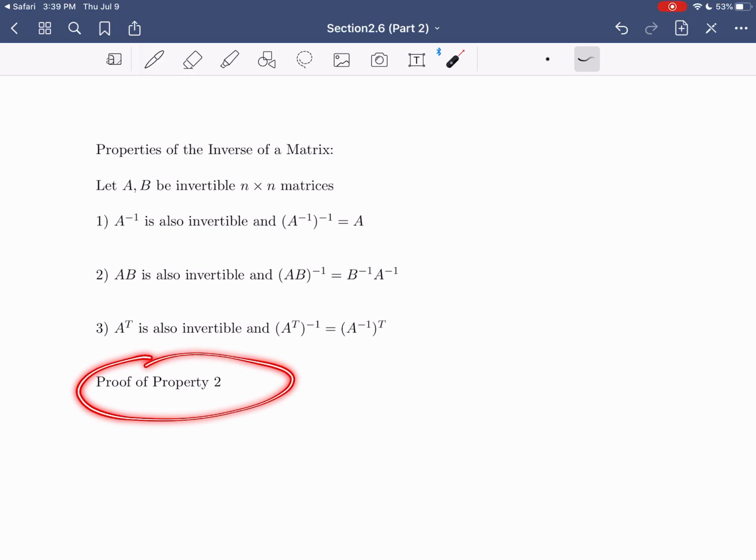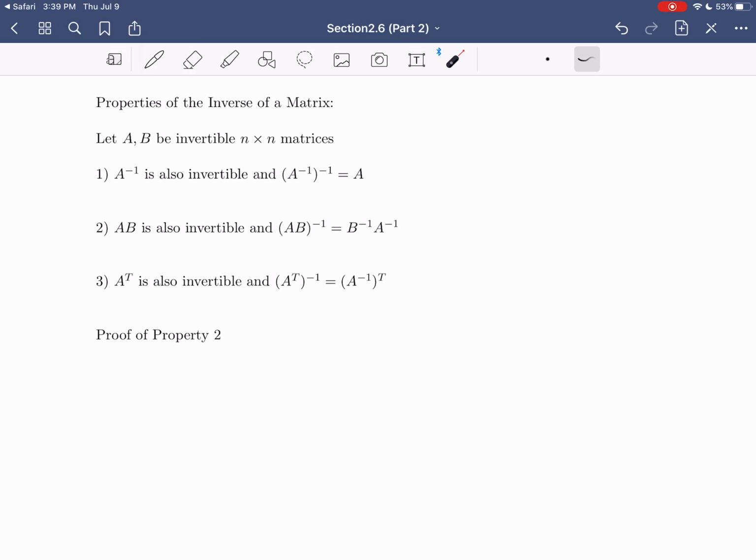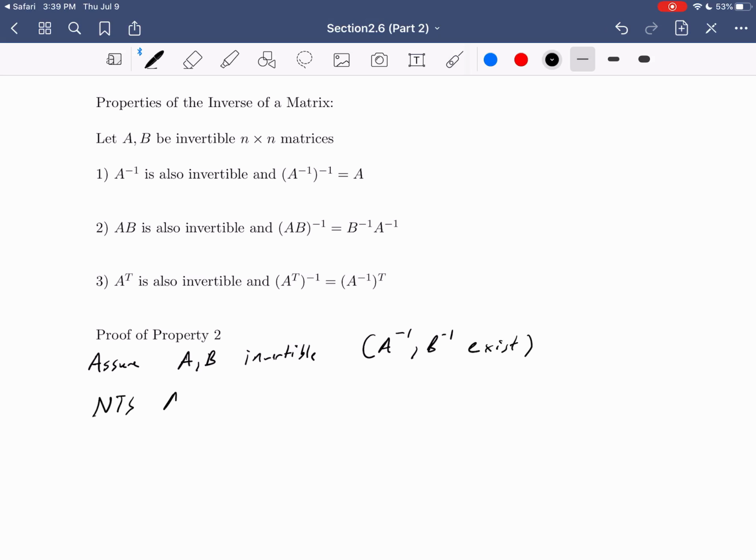I'm going to just go through a quick proof of property 2. You can read through or try properties 1 and 3 on your own. But let's do a proof of property 2. So we get to assume A, B invertible, which means A inverse, B inverse exist. We need to show AB is invertible with (AB) inverse equal to B inverse A inverse.